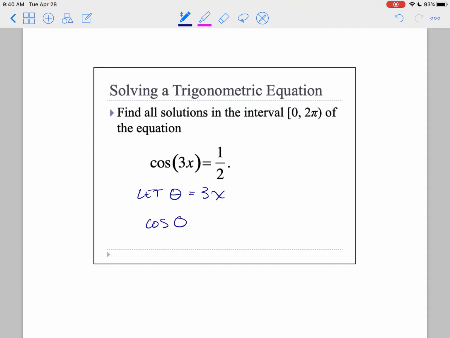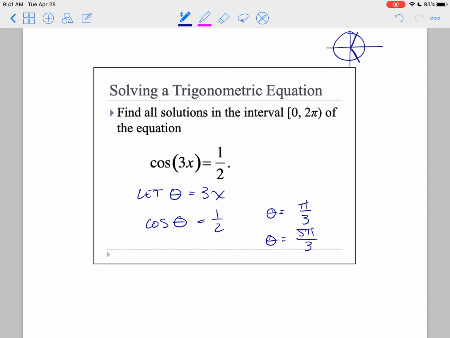So I'm really looking for what angle makes cosine equal 1/2. Well, I know that happens at pi over 3, and it happens at 5 pi over 3. So it's in the first quadrant and the fourth quadrant. So pi over 3 above 0 and pi over 3 before 2 pi. So thinking about our unit circle, it's happening here and here.